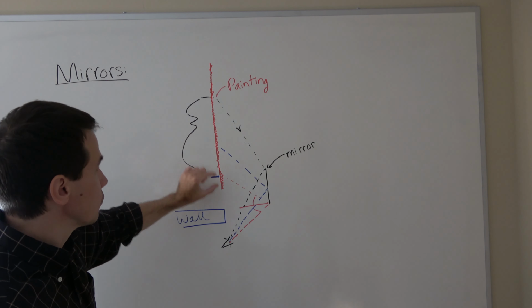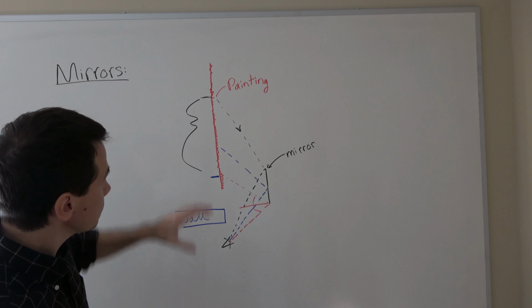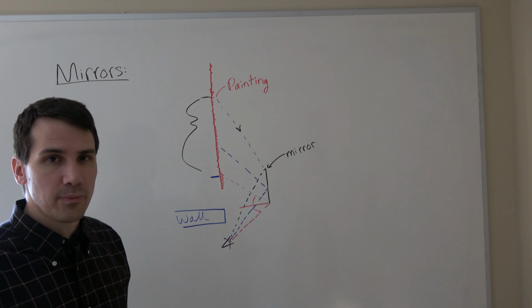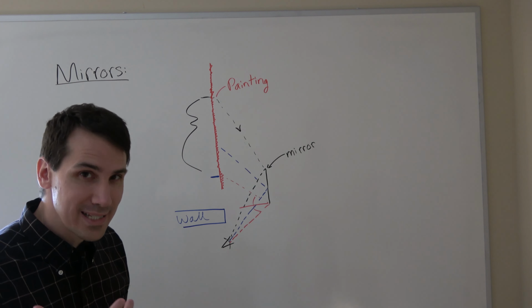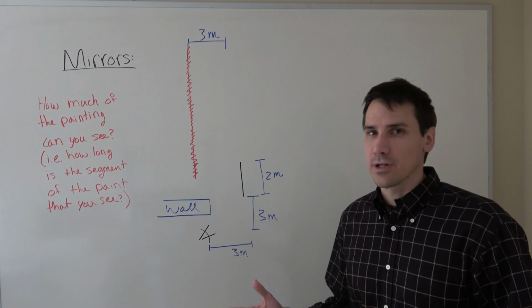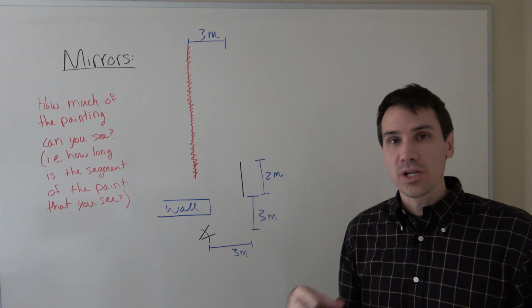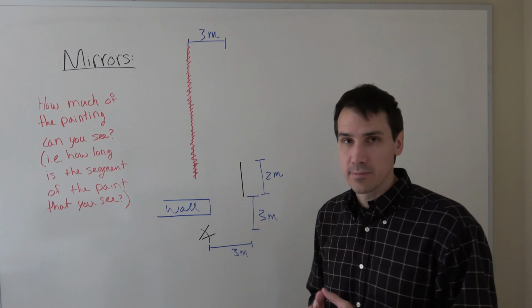Just like we showed with this region, the same thing can be shown for regions above. And this is the part of the painting that we can actually see. Now let's try to do some actual mathematics on this problem and figure out what section of the painting we are actually able to see in the mirror.